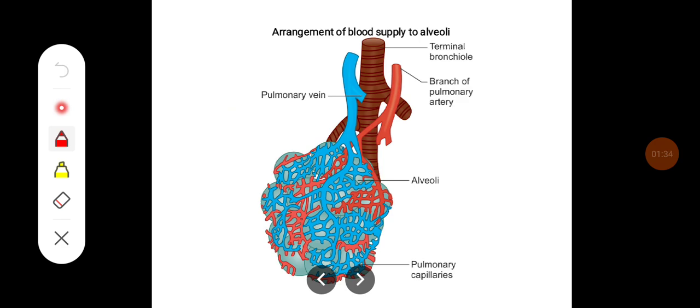So this is the diagram showing the alveolar capillary network where the branch of pulmonary artery surrounds the alveoli and it becomes the pulmonary vein.